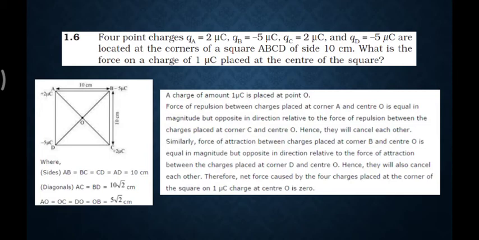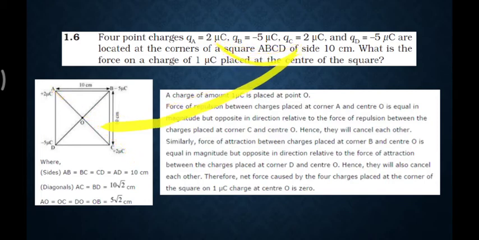Okay, this is 1.6. There are 4 points, qa, qb, qc and qd, with respective numbers as you can see, located at the corners of the square ABCD. The side of the square is 10 centimeters. What is the force felt by the 1 microcoulomb charge placed at the center? The center charge is positive.